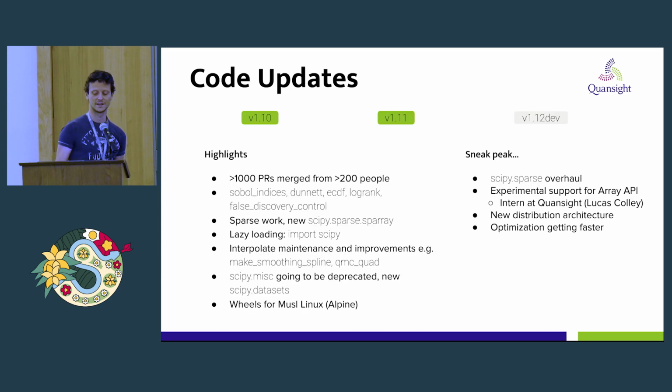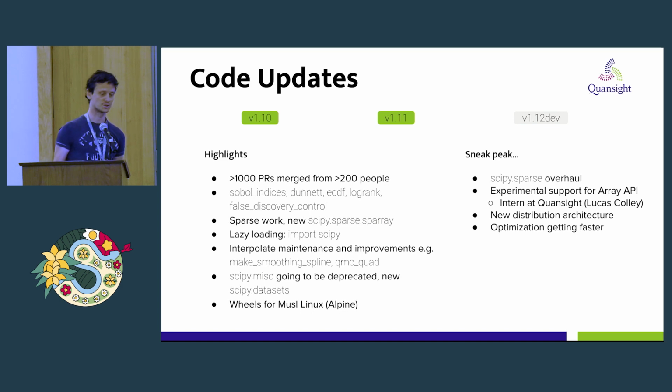On the code itself, we had a very interesting year. So more than 1,000 PRs got merged from over 200 people. A lot of features, especially in stats. So Sobol indices, DUNet, ECDF, logrank, false discovery control. Hopefully this rings a bell for biomedical users doing survival analysis and things like that. We're very excited about this. If you have any feedback, welcome.